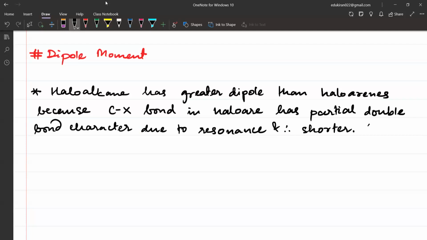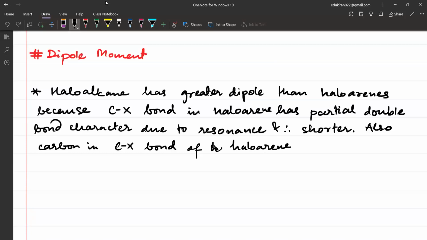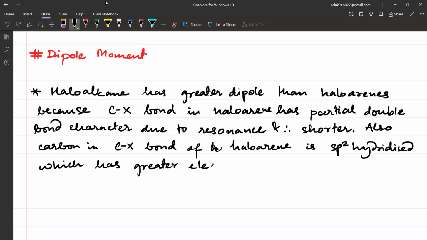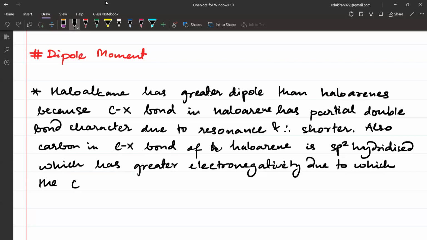Another reason is also that the carbon in the C-X bond of haloarene is sp2 hybridized, which has greater electronegativity, due to which the C-X bond has low polarity.